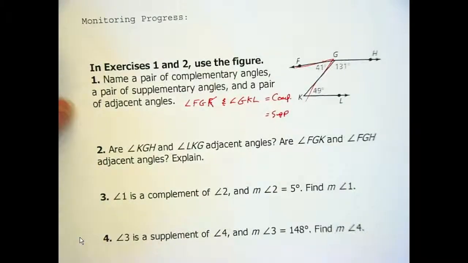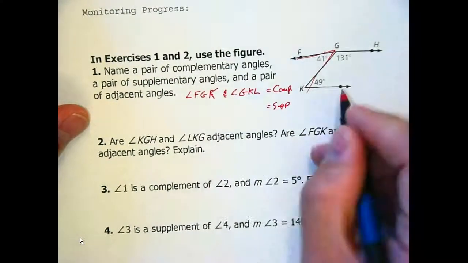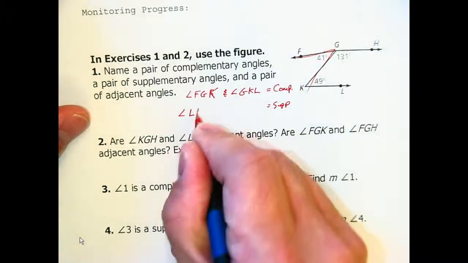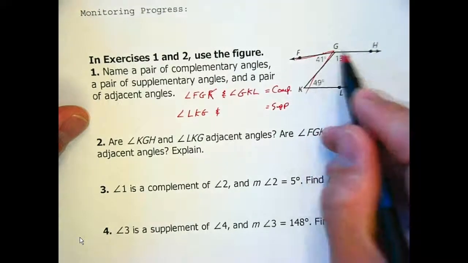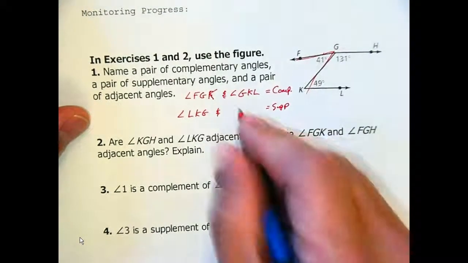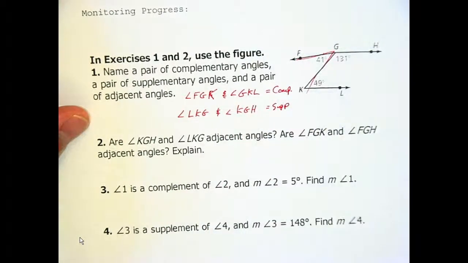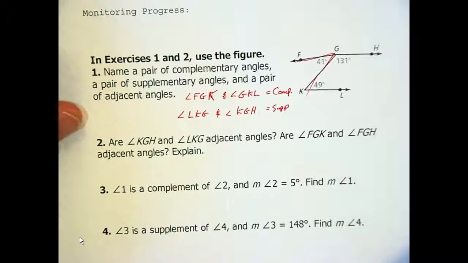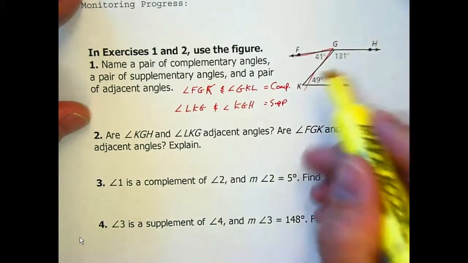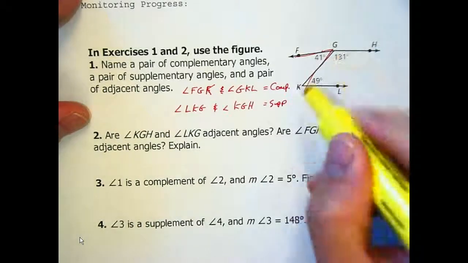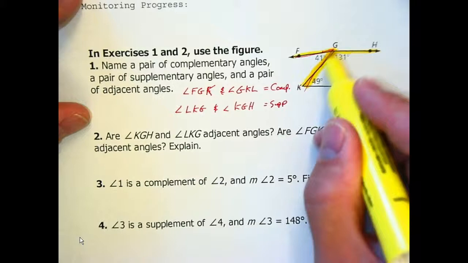How about a pair of supplementary? Sam? LKG and which one? KGH. Okay, so 131 and 49. Everyone agree? Where are my adjacent ones? Yes, Danica? Yeah, these two right here, 41 degrees and 131 degrees. They share that one side.